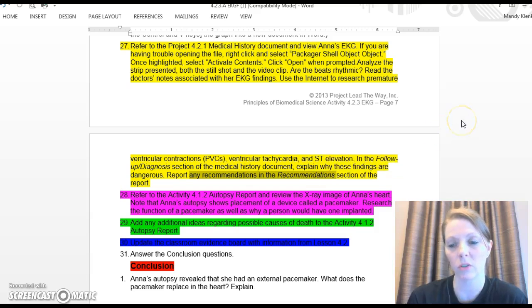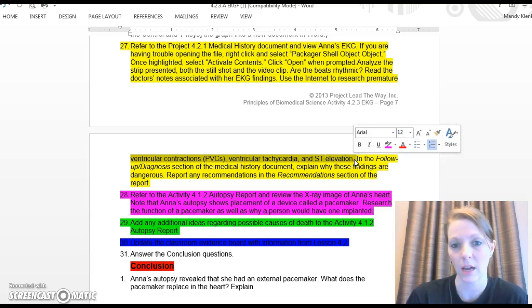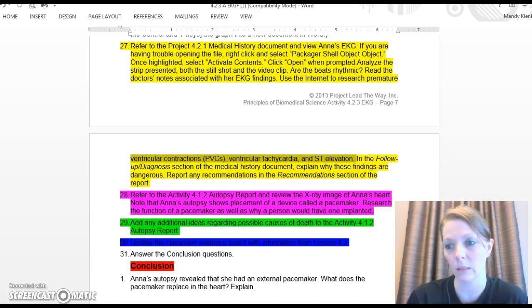So basically, you are going to take that medical history document that you got in 421, which we've been learning little pieces about as we've gone through heart rate, blood pressure, and now with EKG. You can actually complete this part even though we have not run the lab yet. You are going to look at the things that you found in the medical history document and tie it to Anna. Look up any terminology that you need to, and then you're going to write your follow-up diagnosis and recommendations. All right.